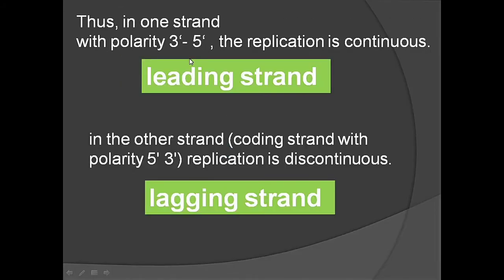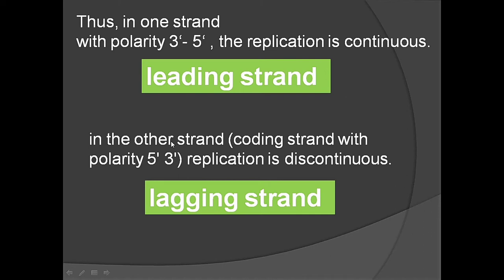The two DNA strands run antiparallel. The polarity of one strand is 3'-5'. The 3'-5' polarity strand is the leading strand, and the polarity of the other strand is 5'-3'. That strand is called the lagging strand. In the 3'-5' leading strand, the replication is continuous. That is called the leading strand.